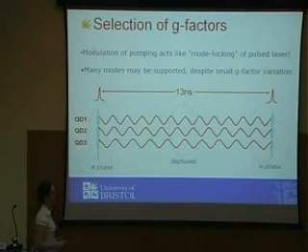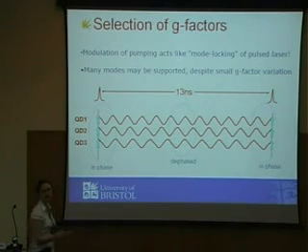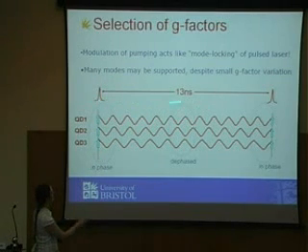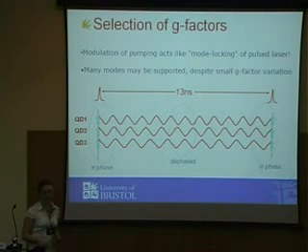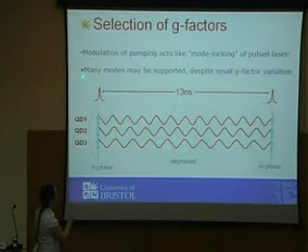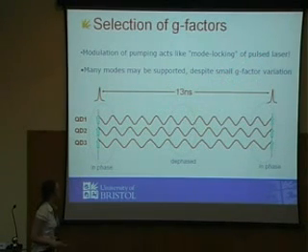So you actually select the quantum dots with exactly the right g factors, so that the precession period is a multiple of the repetition period of the laser. So it's almost like a kind of mode locking effect of the electron spins. And so you can support many of these modes, even though there's a small g factor variation.